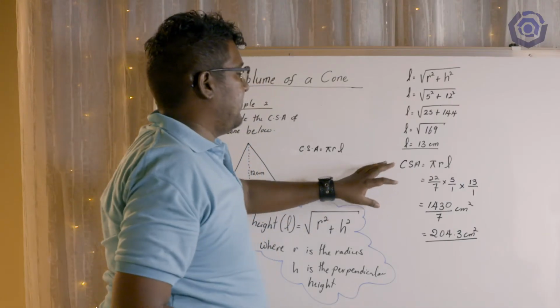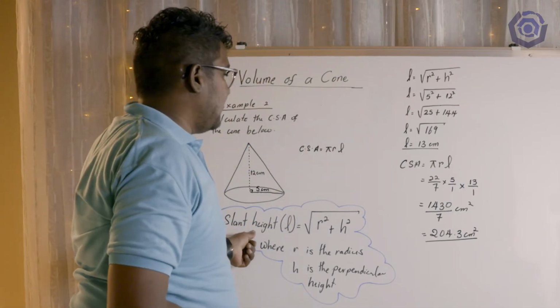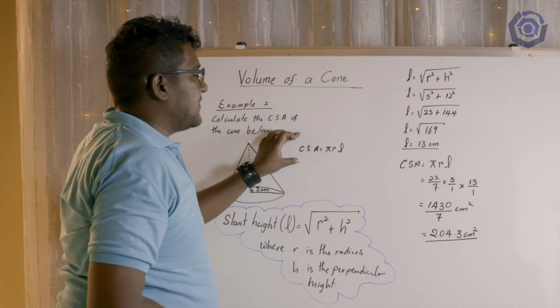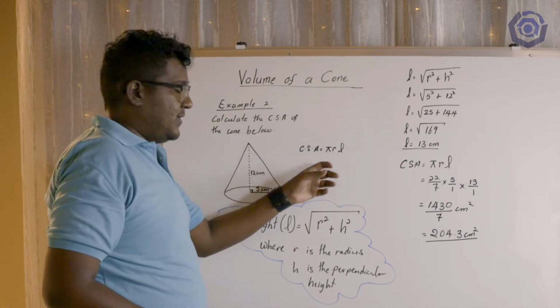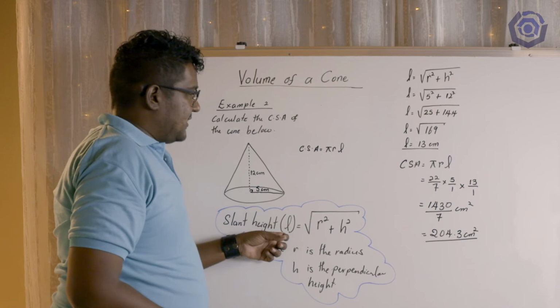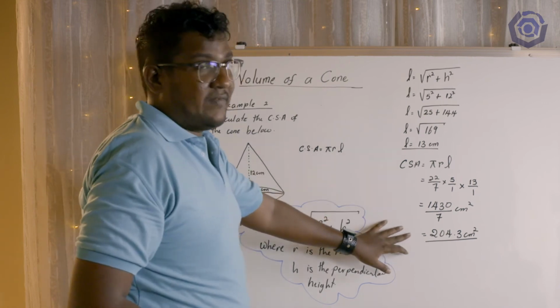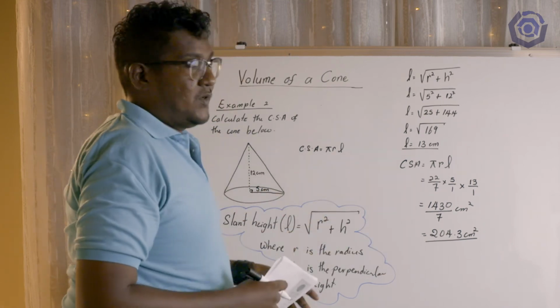So here you have the new formula to find the slant height. When you have to find the curved surface area and you're not given L, you could use this formula, find L, and then go ahead and find the curved surface area of the cone.